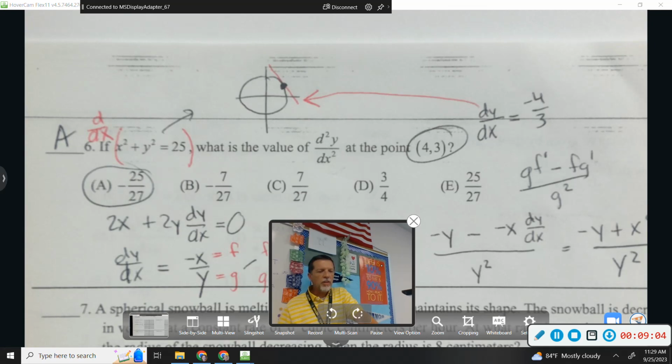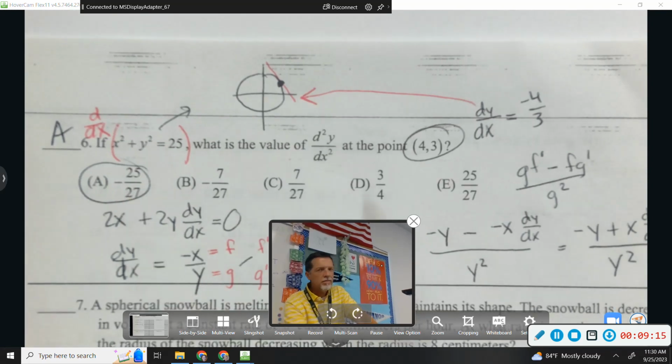I don't think we've talked about what the second derivative tells us yet, so maybe there's not enough to check. It tells us concavity. That's concave down, so it's negative.